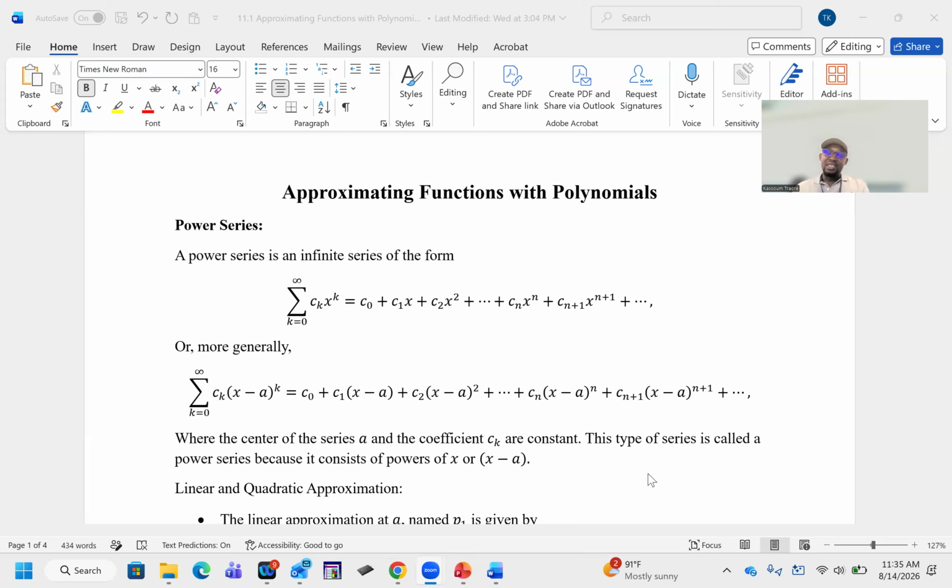This type of series is called a power series because it consists of powers of x or powers of x minus a. So let's jump and do some approximation. We'll start with linear and quadratic approximation.